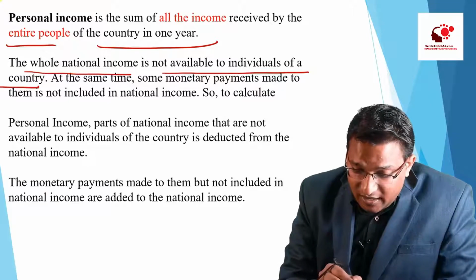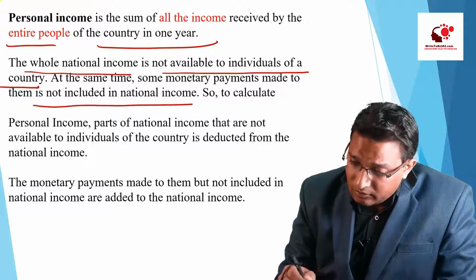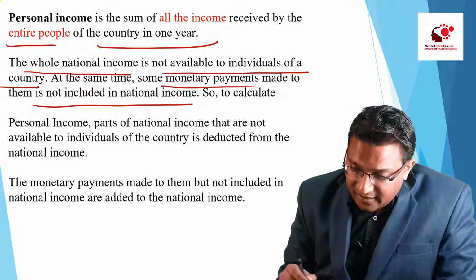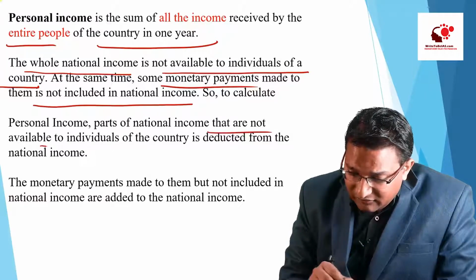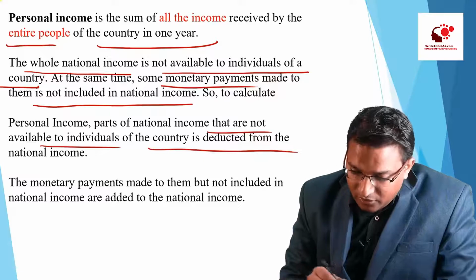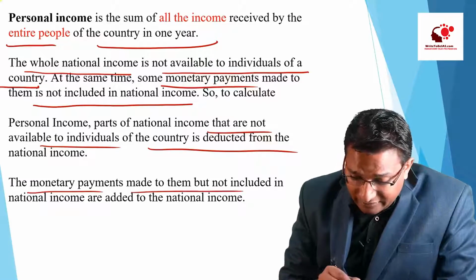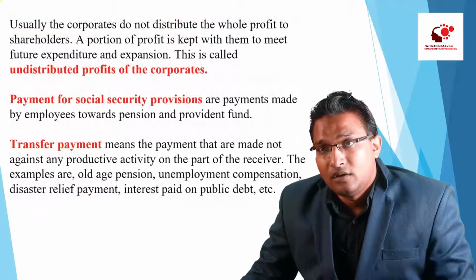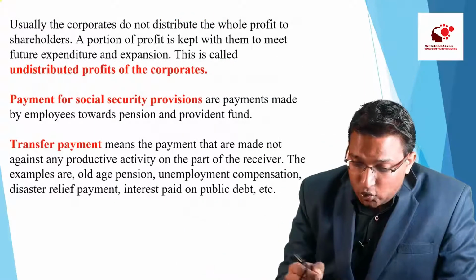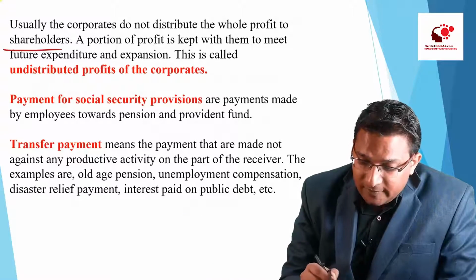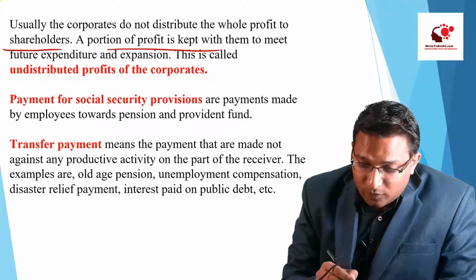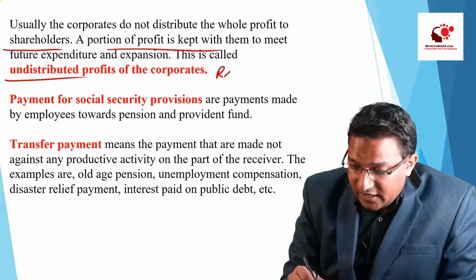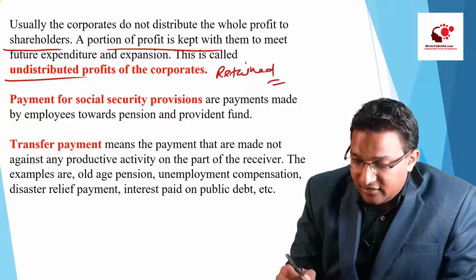There are some payments which are not included in the national income, but individuals are receiving them. So we basically need to include that. And there are some payments that are not available to the individuals, so we need to reduce them. So monetary payments made to them but not included in the national income are also added to the national income. Usually the corporates do not distribute the whole profit to the shareholders. A portion of profit is kept with them to meet the future expenditure and expansion. That is called undistributed or retained profit. The example I already gave.